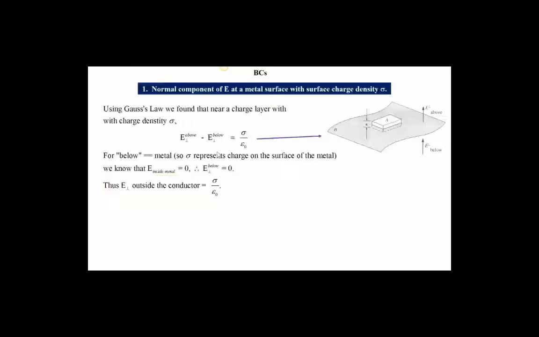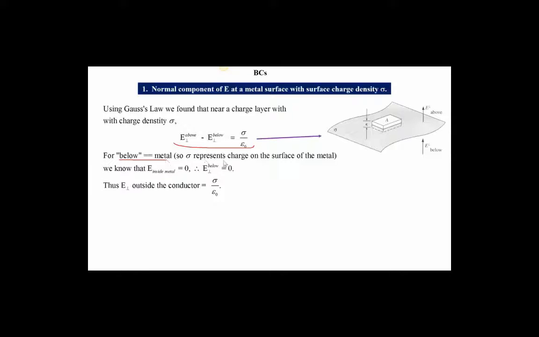Well, so here we show the derivation that we used for determining this boundary condition. That involved using Gauss's law above and below and finding that the perpendicular component of the E field above minus the perpendicular component of E below was equal to the charge density over epsilon 0, where this sheet of charge has a density of sigma. We're going to use below for the metal.